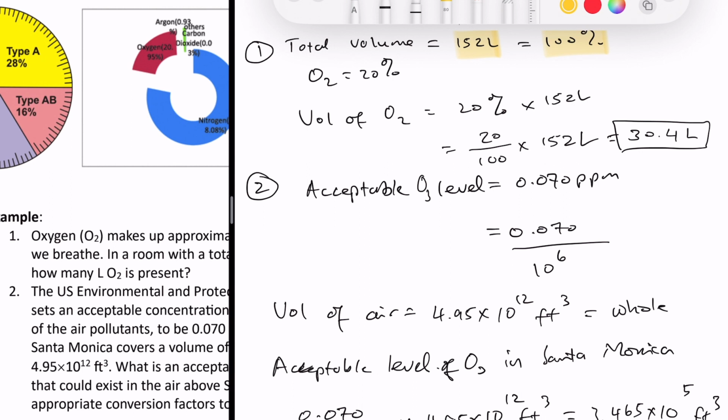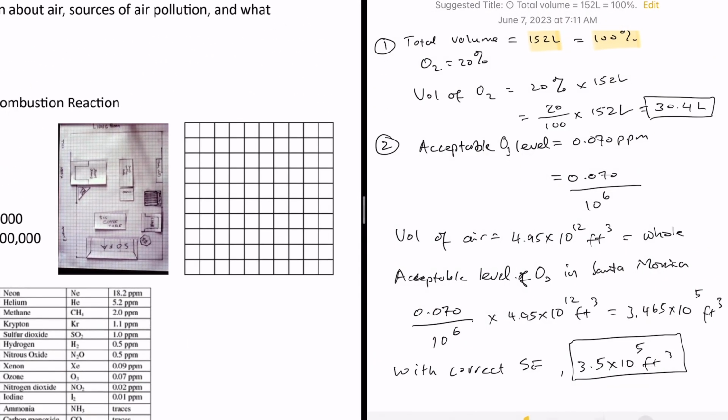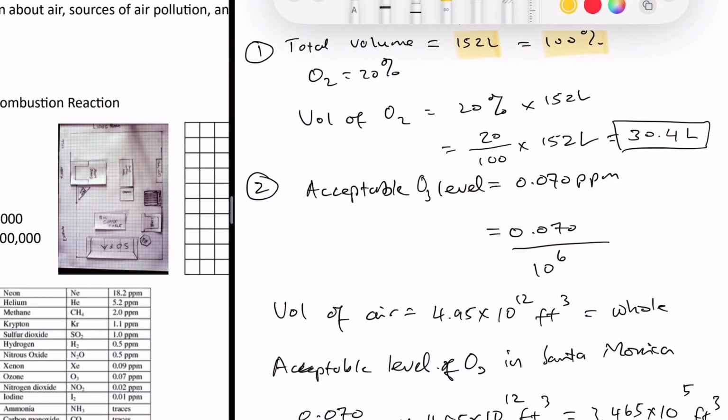And of course, 20% means 20 out of 100. So if you go back to that picture I was showing you earlier with those squares, you're dividing the entire square into 100 little squares, and then you take 20 of those, and you want to know how many liters those 20 squares cover. If you multiply 20% times 152 liters, you get 30.4 liters. So that will be your answer in terms of the volume of oxygen.